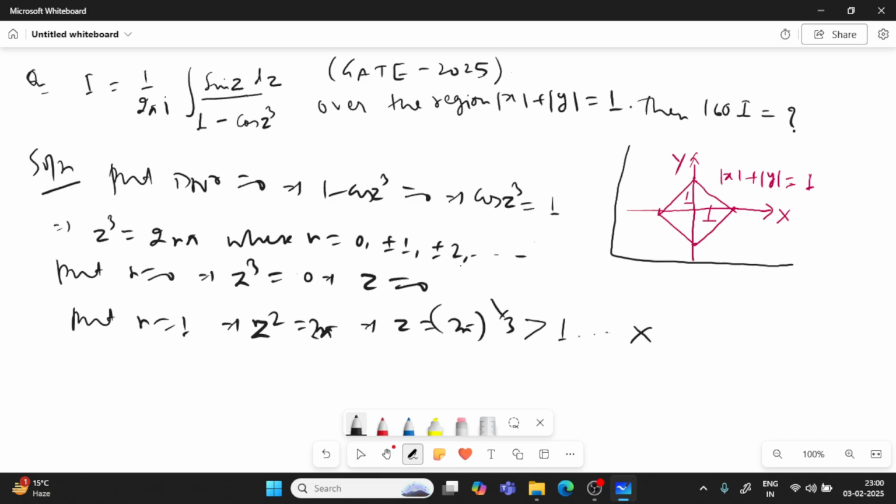Again, when we put n equals minus 1, it gives z cube equals minus 2 pi, so z equals minus (2 pi) to the power 1 by 3, and it is less than minus 1, so it lies outside the given region. Keeping this in mind, the other values also lie outside the given region. So finally, z equals 0 only lies inside the given region, and it is our required pole.